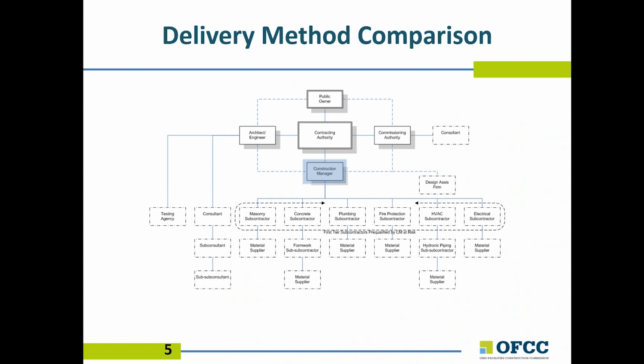At the top, the public owner, which may also fulfill the role of contracting authority, has a direct contract with the architect engineer, a commissioning agent when applicable, and the construction manager at risk. Extending from those directly contracted entities are the subconsultants and subcontractors.